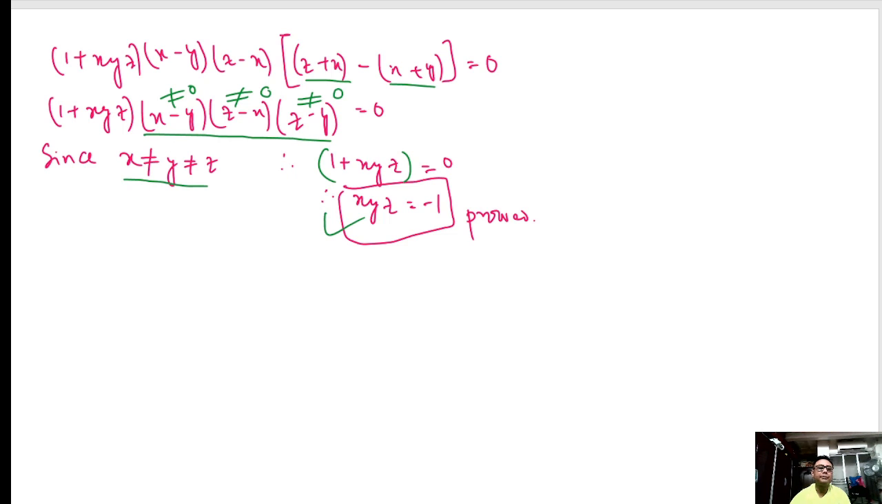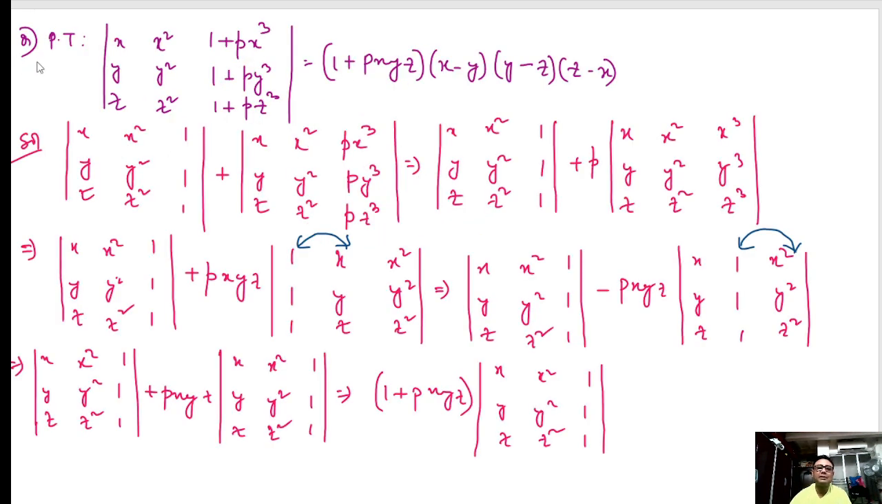Next, let's see. So this is our next sum. We have to prove it is coming this. Okay. So see here, we can again break the determinant into two parts using this part. So here we have taken, see, and using this part, here we have taken. So these are our two determinants.